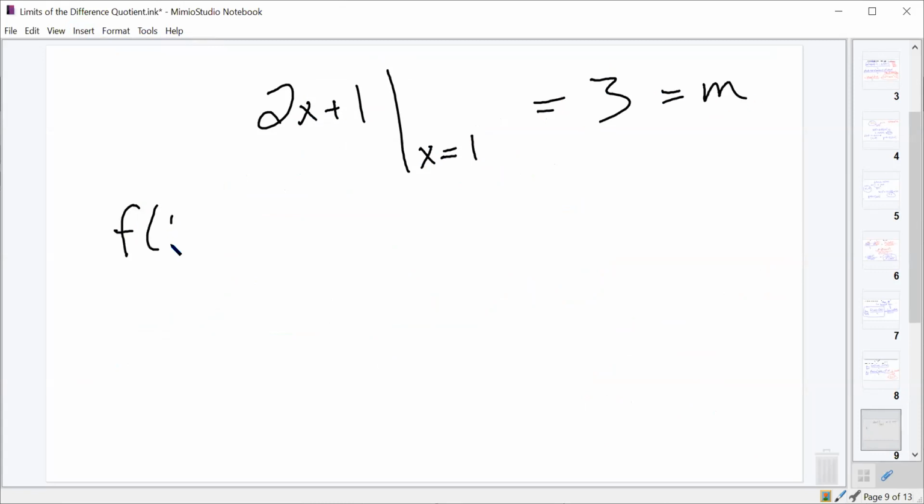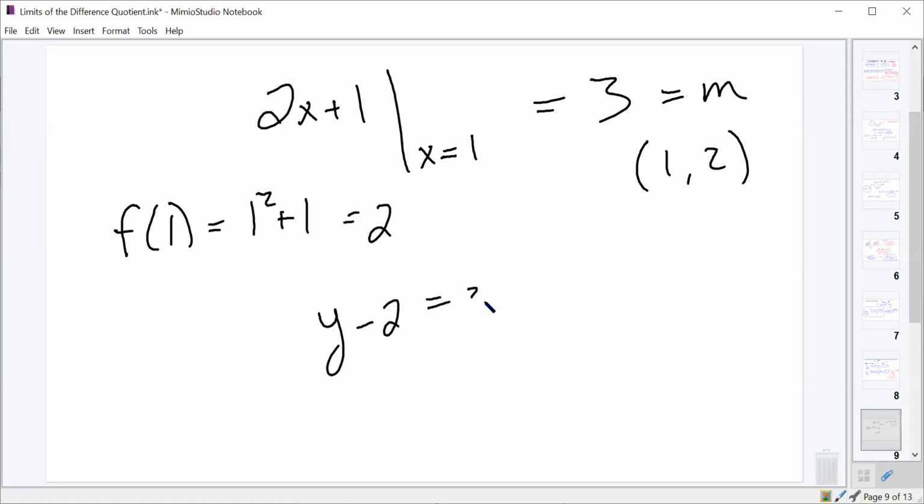And if I want to figure out the equation of the line, I need to figure out what f of 1 is, which is 1 squared plus 1, or 2. So we have the point 1 comma 2, which should give us y minus 2 equals 3 times x minus 1 as the equation of our tangent line to x squared plus x at x equals 1. Does that make sense so far?